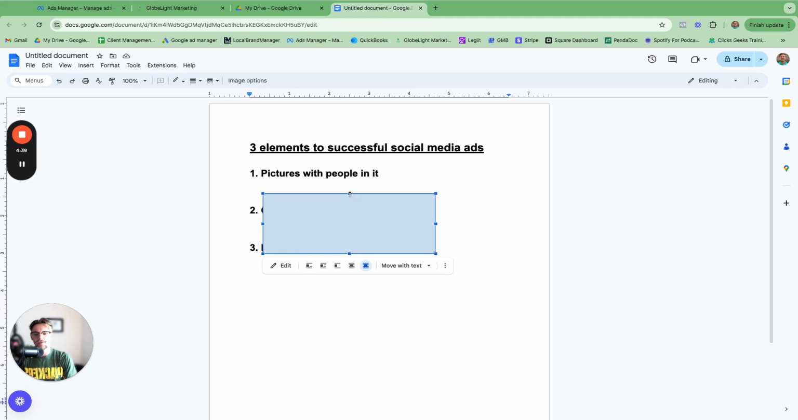So they just convert way better than pictures with not people in it, more times than not, depending on what it is. The second thing is going to be a clear and direct offer. So you have pictures with your crew or your team in the showroom in front of the van, whatever it may be, and then you just have a very clear, direct offer. This can be a free quote, a free estimate.